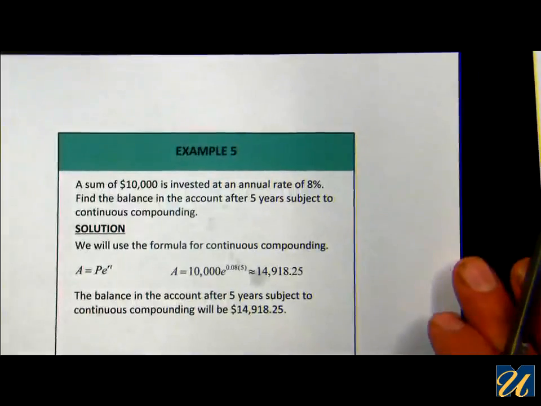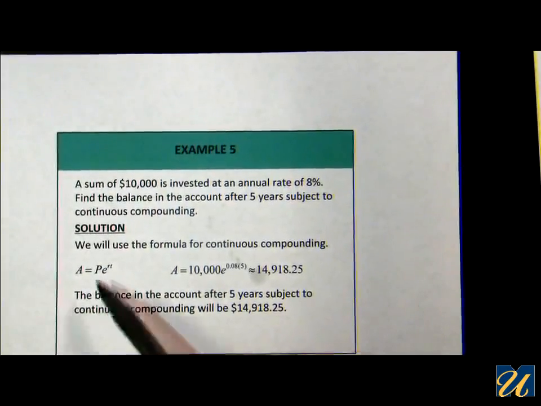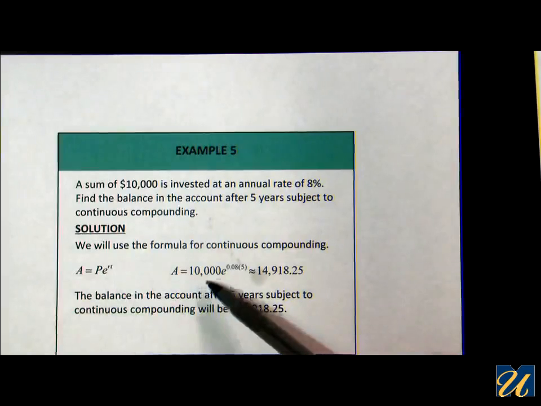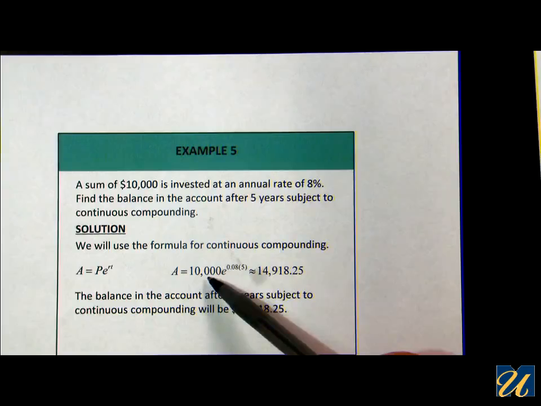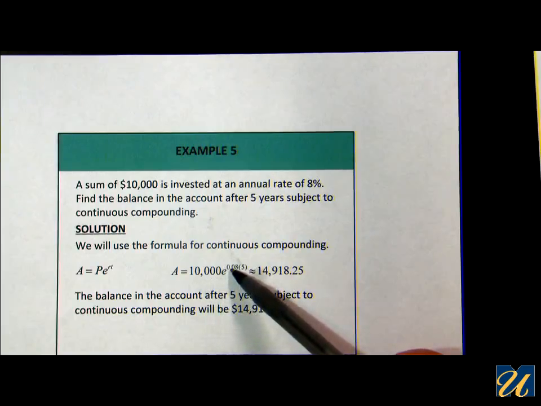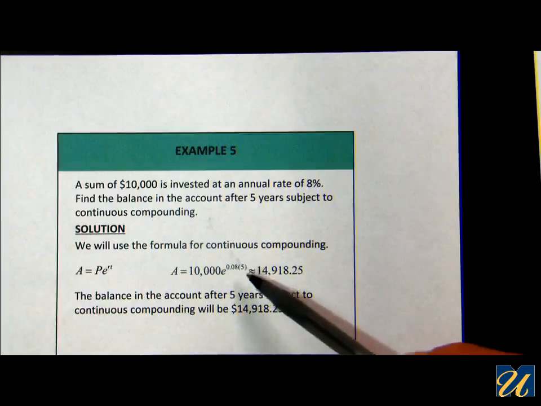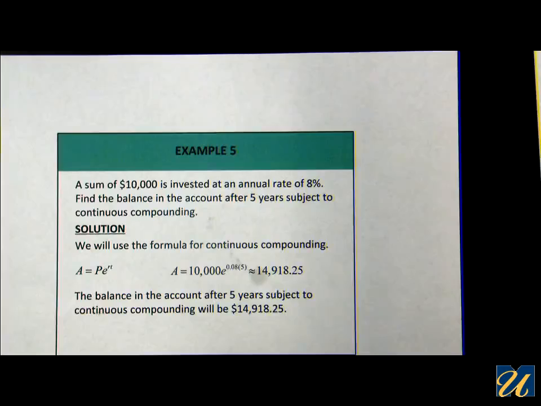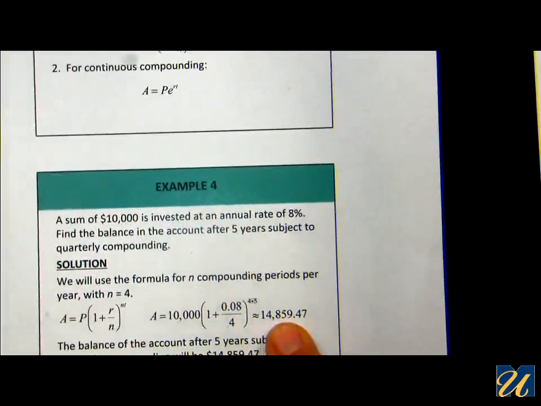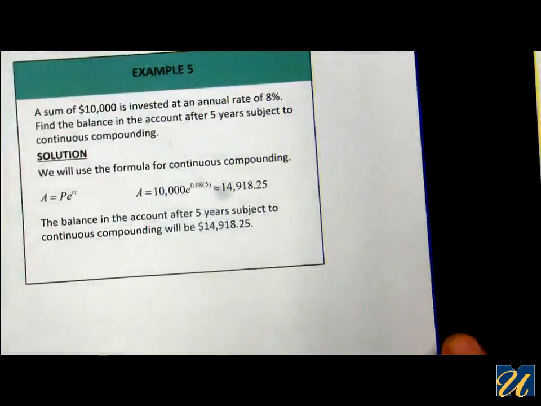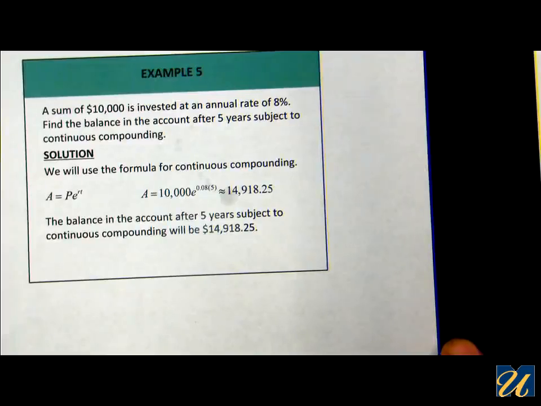So this is example 5. P e to the rt, principal is still $10,000. The rate is still 8%, so r is 0.08, and t is the same, being 5 years. So first, take e raised to the power, and then multiply by 10,000. So now we have $14,918 compared to, where were we before, $14,859. So it is a small bit more with continuous compounding, but not a huge amount more.